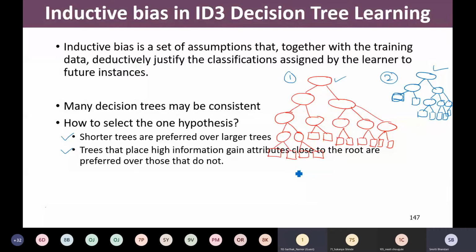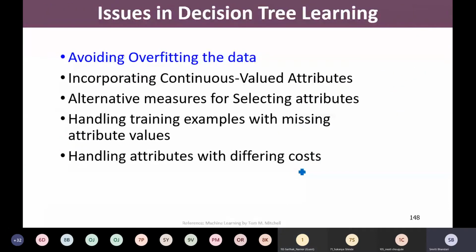Yes, ma'am. Fine. So let's proceed with a few issues in decision tree learning. We have identified here 5 issues in decision tree learning. Decision trees are susceptible to overfitting the data. So how to avoid overfitting the data? That is one of the issues that we are going to discuss.